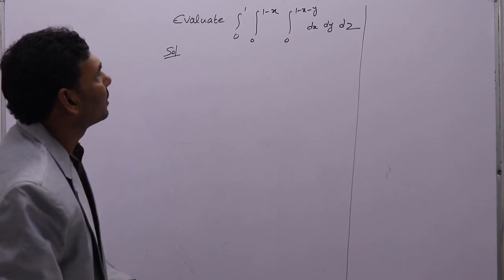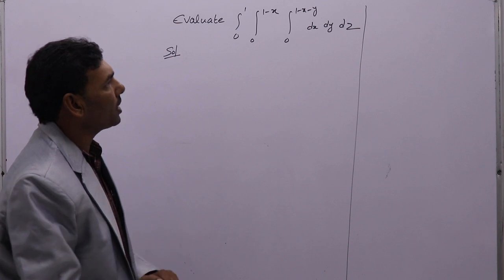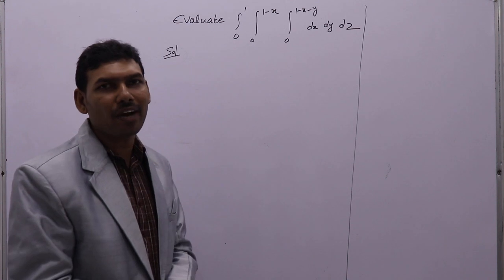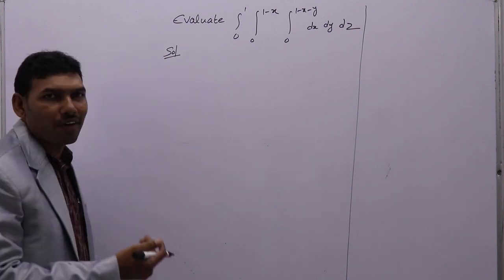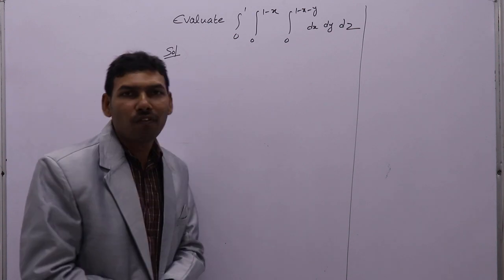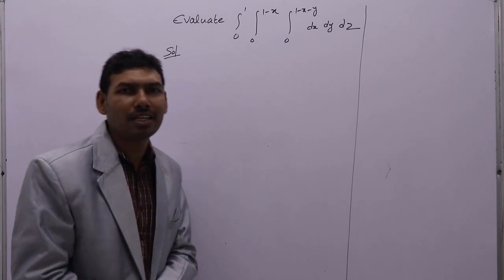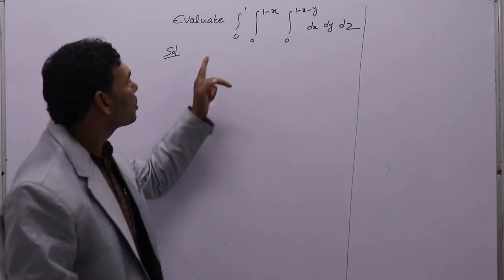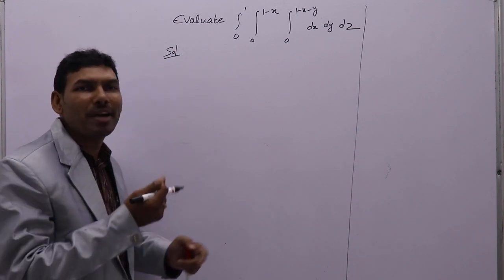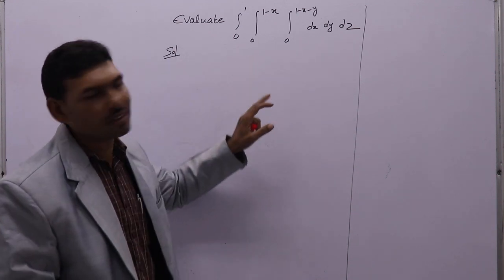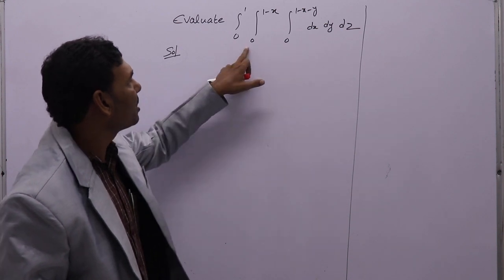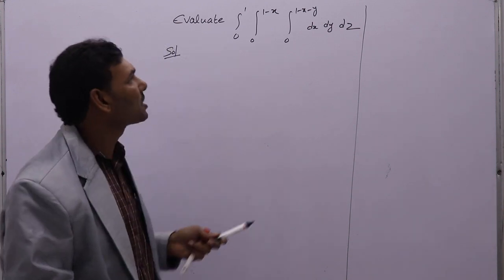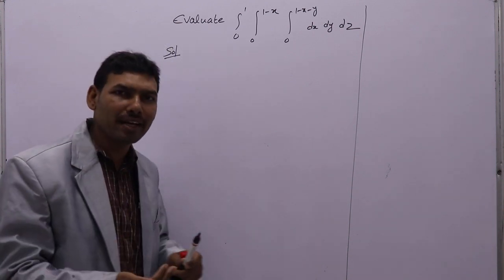So evaluate this triple integral: integral 0 to 1, 0 to 1 minus x, 0 to 1 minus x minus y, dx dy dz. Before going to evaluate the integral, first you need to identify the limits. That plays a key role in evaluating a triple integral. Simply I have given it like this, there is no mention of the limits. These limits are z limits, these limits are y, these limits are x, it was not given like that. So we have to identify the limits of z, limits of y, limits of x.